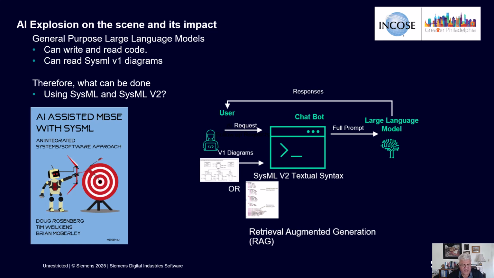In this case, I actually did an evaluation with both SysML V1 and SysML V2. And I found that general purpose large language models can write and read code very well. They can read SysML V1 diagrams. And therefore I wanted to see what more could be done with SysML V2.